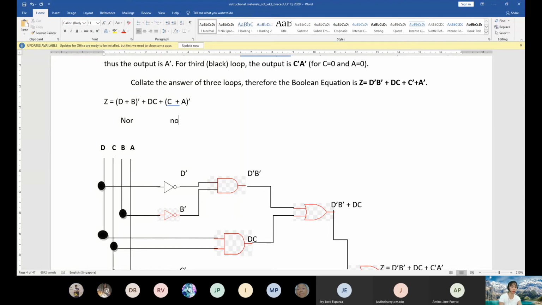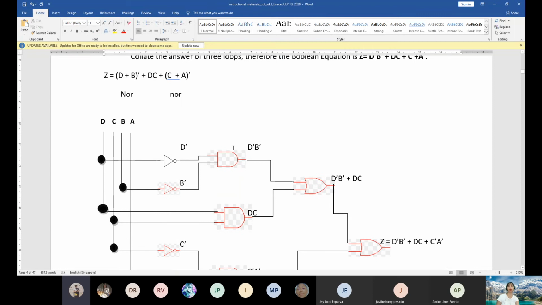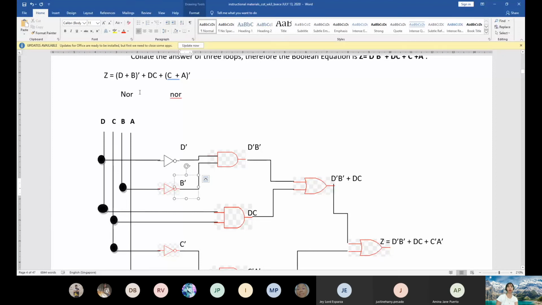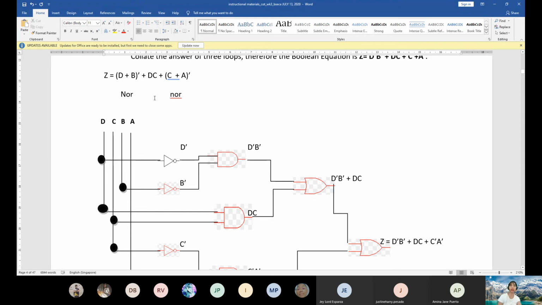So this is actually simpler. Instead of using inverters for D prime, B prime, you may use a single NOR. So that means with this equation, all you need is two NOR gates and of course an OR gate. What are the gates that we need? For plus you need OR.